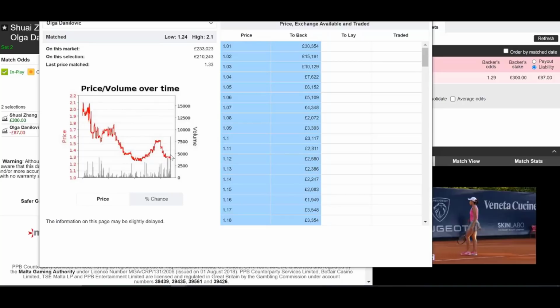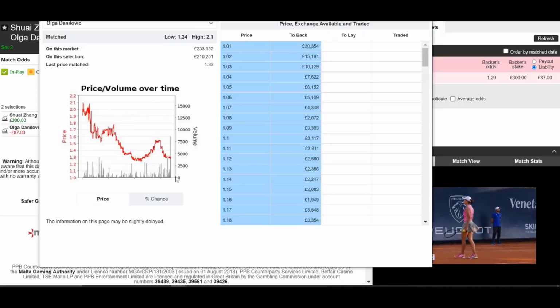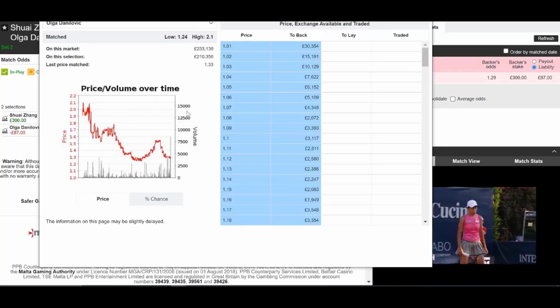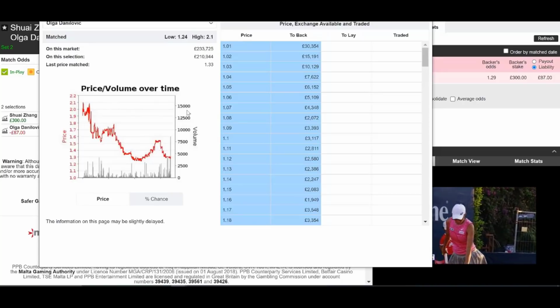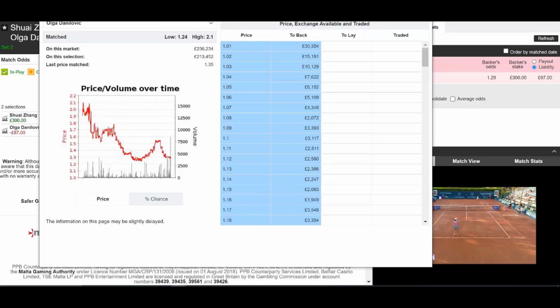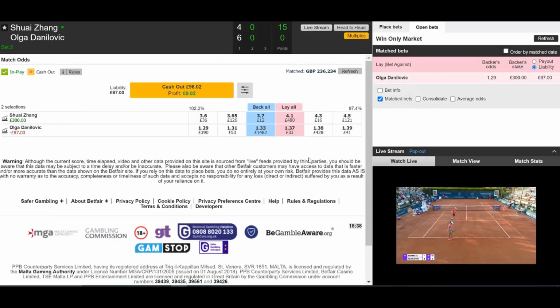Is Danilovic going to be so dominant in the second set that it goes down to 1.01 and we don't get a chance to trade out? Or do we expect this price to go up higher and we're expecting another competitive set? I mean, we saw a competitive set just now, so good chance this one will be competitive as well. So anyway, let's see. We got in the market. We're opposing a favorite in this particular example.